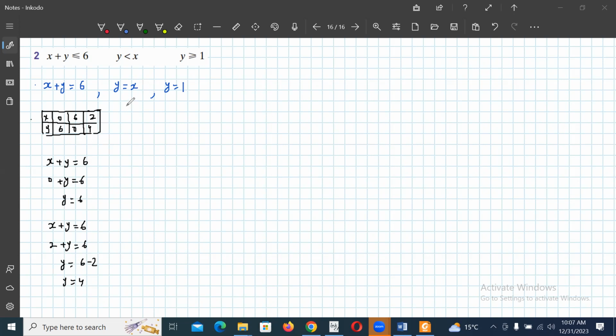Same as y is equal to x, all the values of x and y are equal. We already checked this in the previous question. If you want to make a table, you can say x and y are equal: if x is 0, y is 0; x is 1, y is 1; x is 2, y is 2. Same values. And y is equal to 1 is a horizontal line, which we will draw straight on the graph paper.